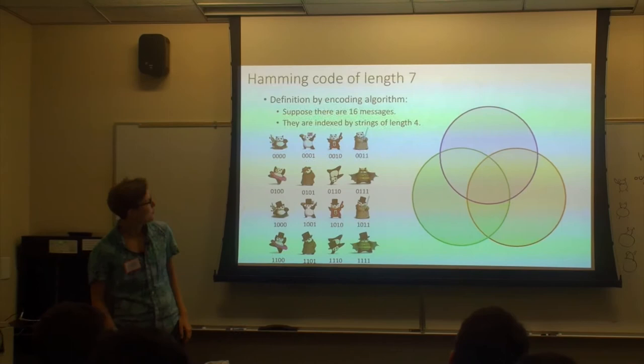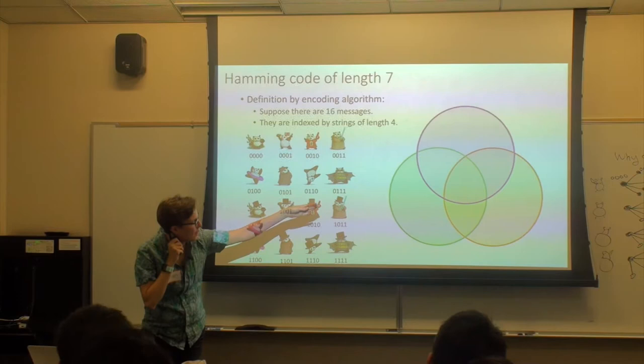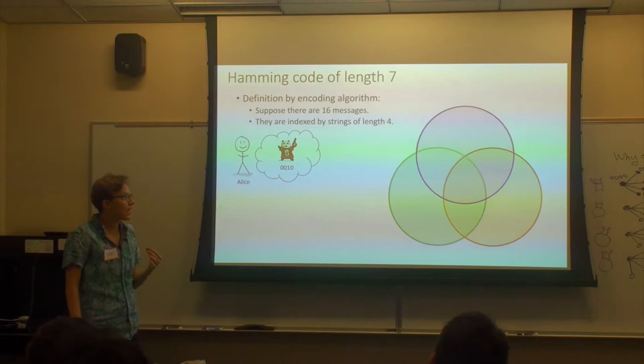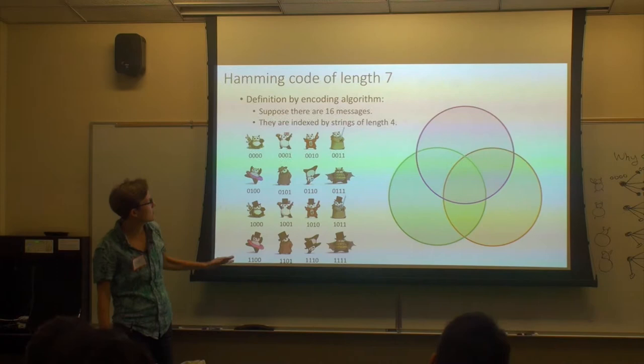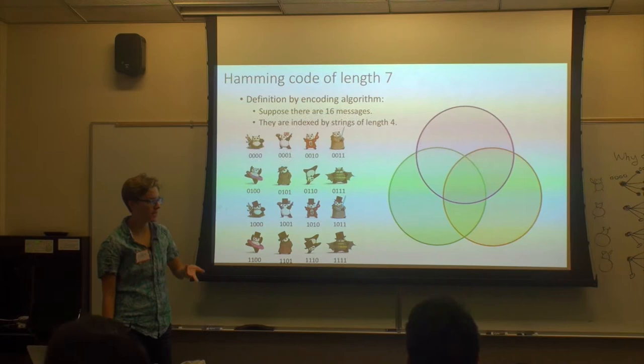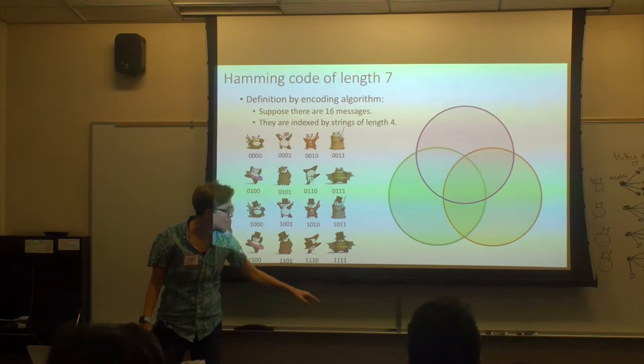So I'm going to define what this code is by example and show why I have this weird picture of these rings here. I'm going to do definition by encoding algorithm. Suppose that there are 16 messages, so they're indexed by strings of length 4. For each message, I can have a string of length 4 associated with it, because 16 is equal to 2 to the 4, so there are 2 to the 4 possible binary strings. Let's say I've agreed at the beginning of time that 0000 means panda eats plants, and 1111 means panda with a hat.